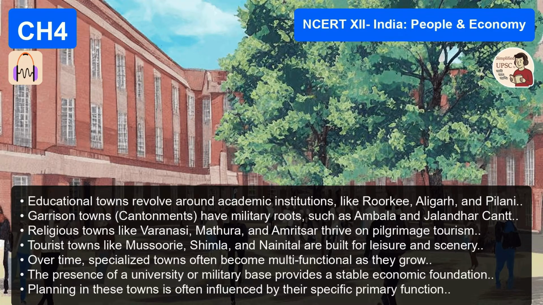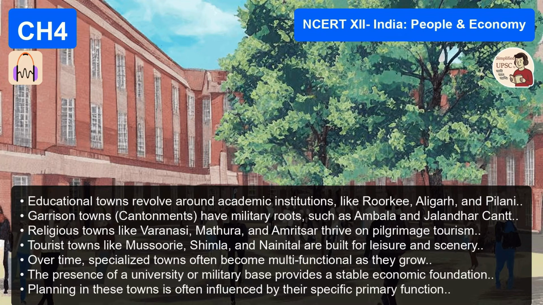And the most ancient one of all, religious and cultural. Varanasi, Mathura, Haridwar, Tirupati. The economy here is pilgrimage. It's faith-based tourism on a massive scale. And finally, just plain old tourist towns. Right, for leisure. Nainital, Mussoorie, Shimla. Places built for relaxation and scenery.